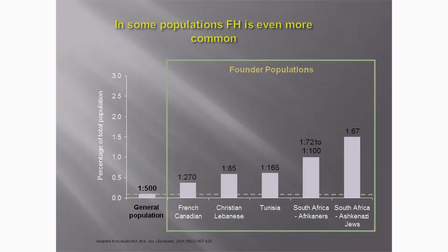This slide shows us that there are different populations called founder populations that actually have a very high incidence of the disorder. And the founder populations, such as South African Ashkenazi Jews, French Canadians, Christian Lebanese, can have a frequency of the disorder as high as 1 in 67 people. So that 1 in 500 can be a little misleading. And if you happen to have a number of patients from these backgrounds in your practice, you should pay very special attention to them, because they may in fact have the disorder.